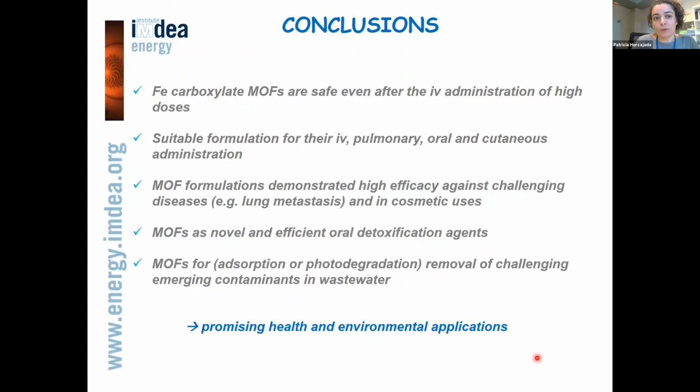Finally, I would like to conclude: iron carboxylate MOFs are safe even after the administration of very important doses. We were able to formulate the MOF in devices compatible with intravenous, pulmonary, oral, and cutaneous administration. MOF formulation has demonstrated high efficacy against challenging diseases and in cosmetics. And MOF can be used as a novel and efficient oral detoxification agent, and they can also be proposed as an efficient detoxifying agent in the removal of emerging contaminants in wastewater.